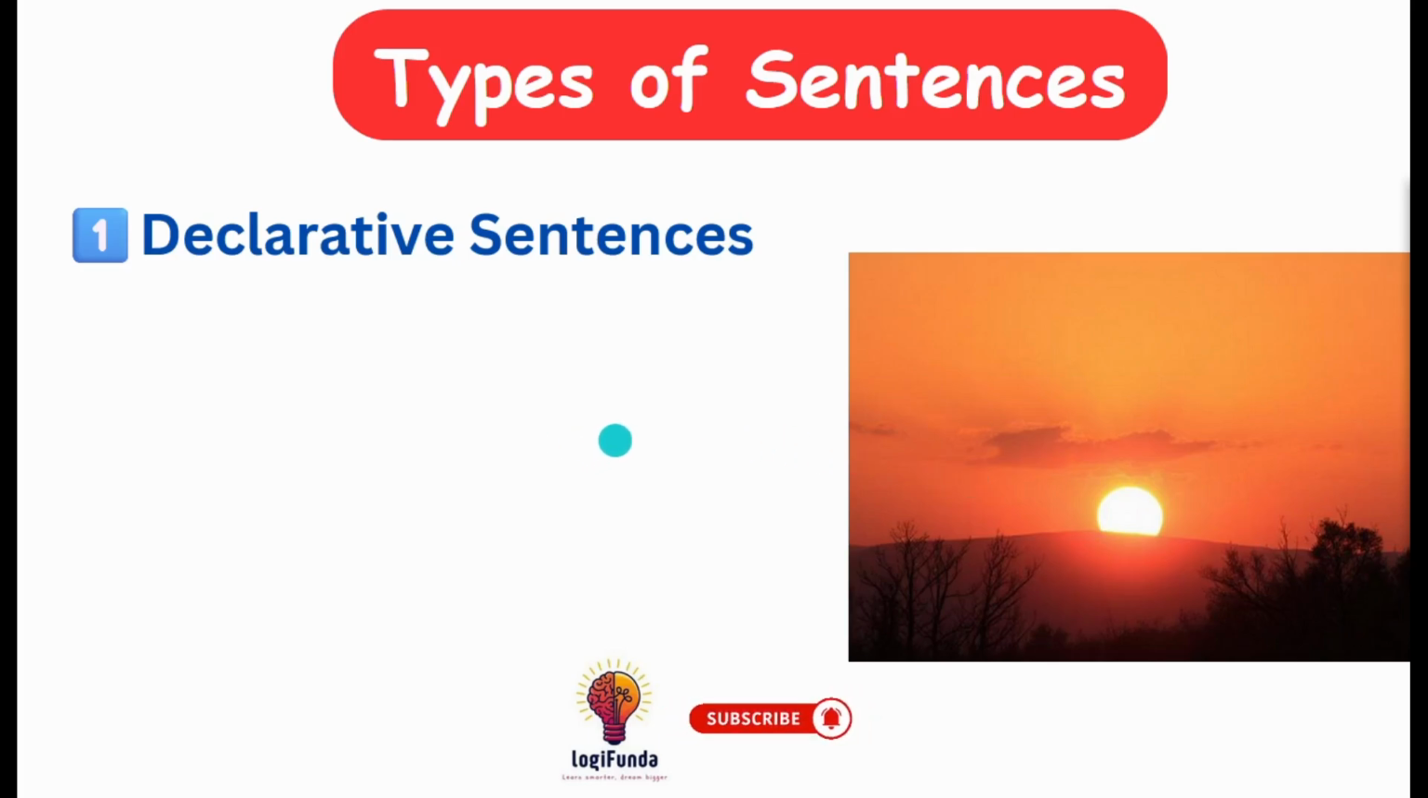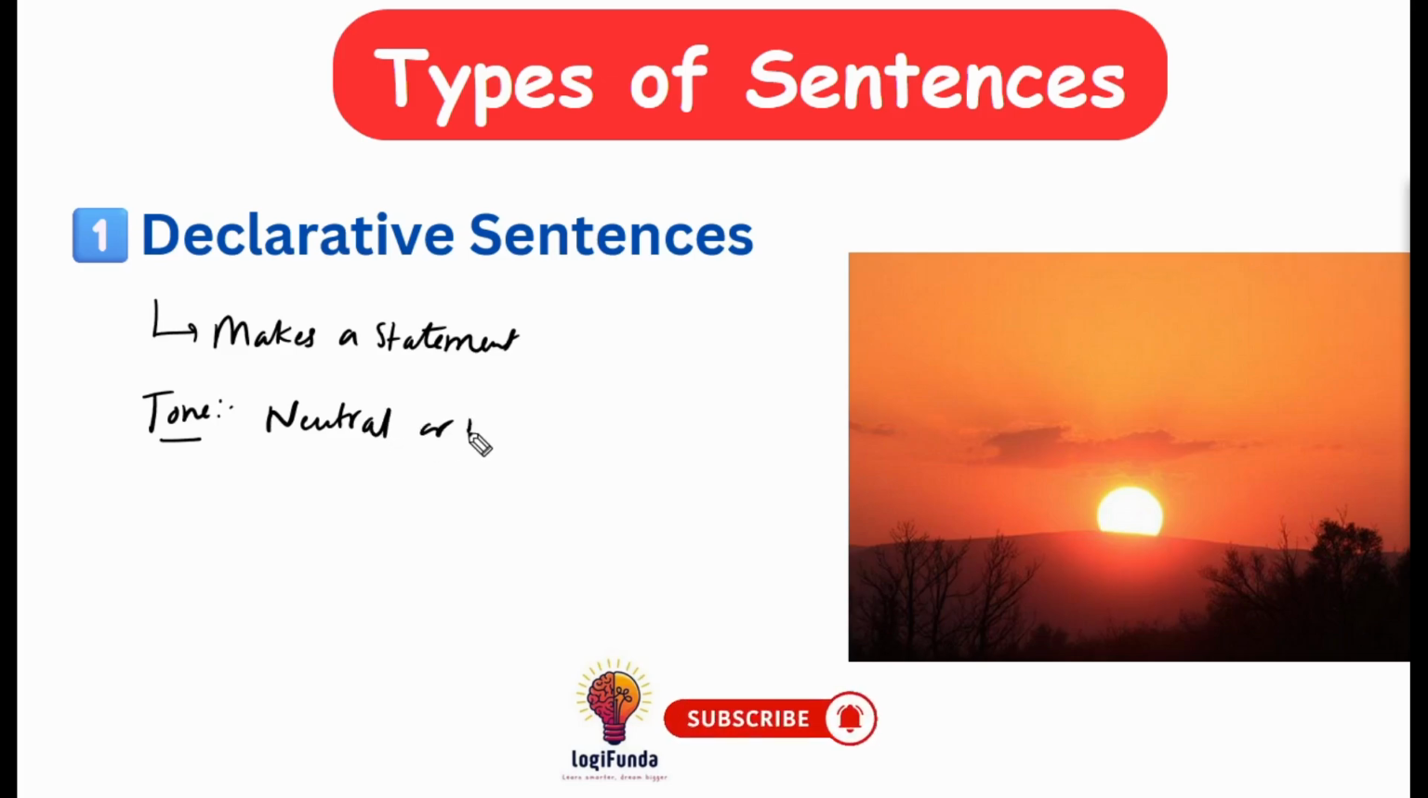In this segment, the first type of sentence is the declarative sentence. How do you identify whether a particular sentence is a declarative sentence or not? When you make a statement, then you can say this is a declarative sentence. What is the tone of these types of sentences? The tone of these sentences is neutral, or you can say informative.